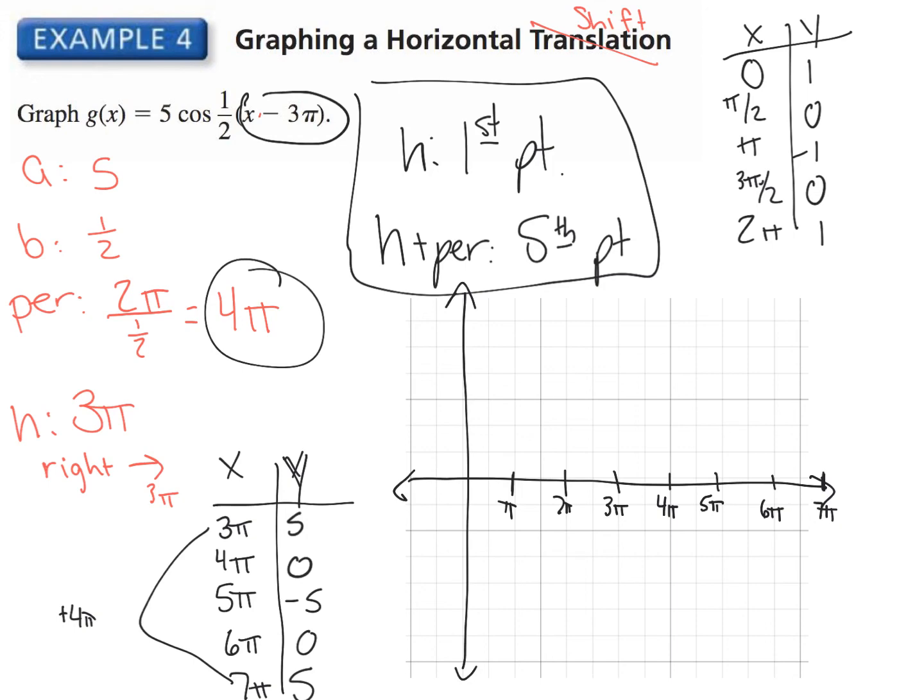1, 2, 3, 4, 5. 1, 2, 3, 4. Okay, and there's all the pieces we need to label. So we're going to go ahead. 3 pi, 5 is where we're starting. Don't start at 0, you guys, because that doesn't work this way. We're just looking at this horizontal shift, so we're seeing where it's located, that starting point for us to graph.